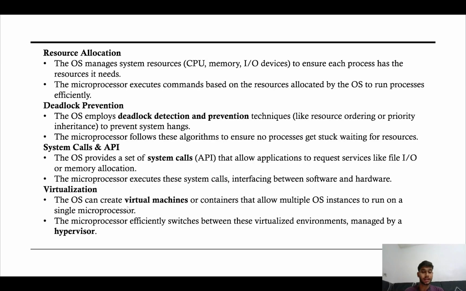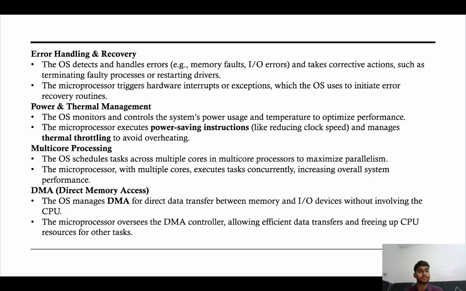Virtualization. The OS can create virtual machines or containers that allow multiple OS instances to run on a single microprocessor. The microprocessor efficiently switches between these virtualized environments managed by a hypervisor. Error handling and recovery. The OS detects and handles errors and takes corrective actions such as terminating faulty processes or restarting drivers. The microprocessor triggers hardware interrupts or exceptions which the OS uses to initiate error recovery and routing.